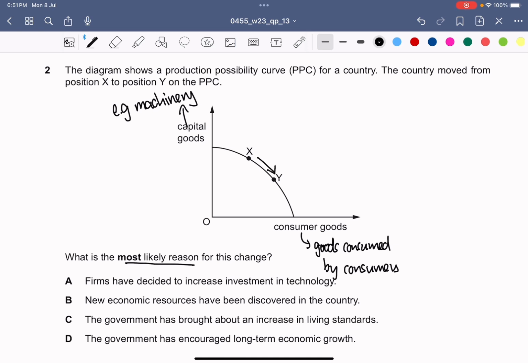So when X moves to Y, this means that more resources are allocated to consumers, such as producing higher quality goods. So this can increase living standards. So the answer is C. The government has brought about an increase in living standards. So why are A, B, and D not the answers? Because first one, investment in technology, will shift the PPC outwards. B also will shift the PPC outwards. And D is also the same.